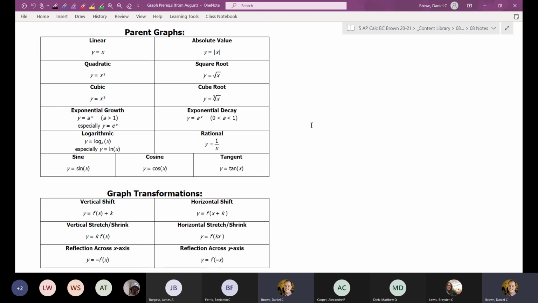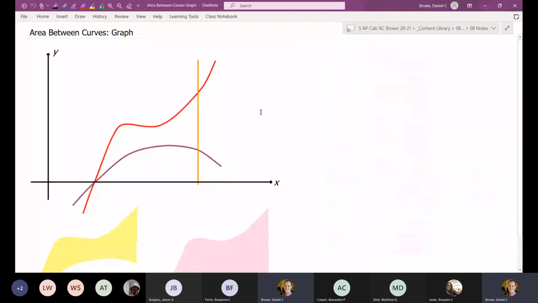We'll often have to see which function is the top function, which is the bottom function, and which one is to the left or the right of another one. So knowing your parent functions is going to be very important in this unit. Any function that's more complicated, you'd either have a graph provided or it would be on the calculator portion of the AP exam. So we'll look at it both ways throughout this unit. A lot of the questions we'll do without a calculator, but there will be many with the calculator.